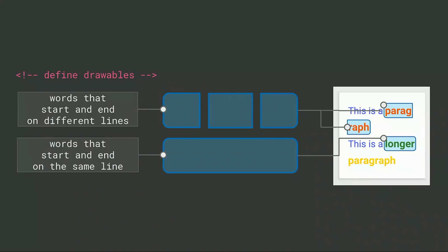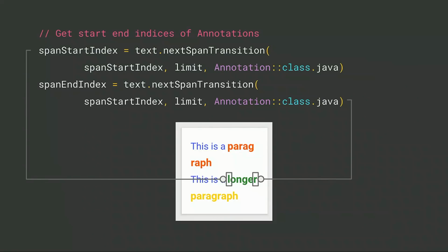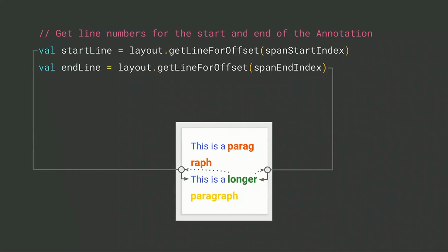Then we will define our drawables: 3 for the words that start and end on different lines, and 1 for the words that start and end on the same line. We will loop over our annotations to find our words. Then, for each annotation, using the start and end indices, we want to learn the line number, and we can use the getLineForOffset function of the layout, which will convert a character index into a line number.